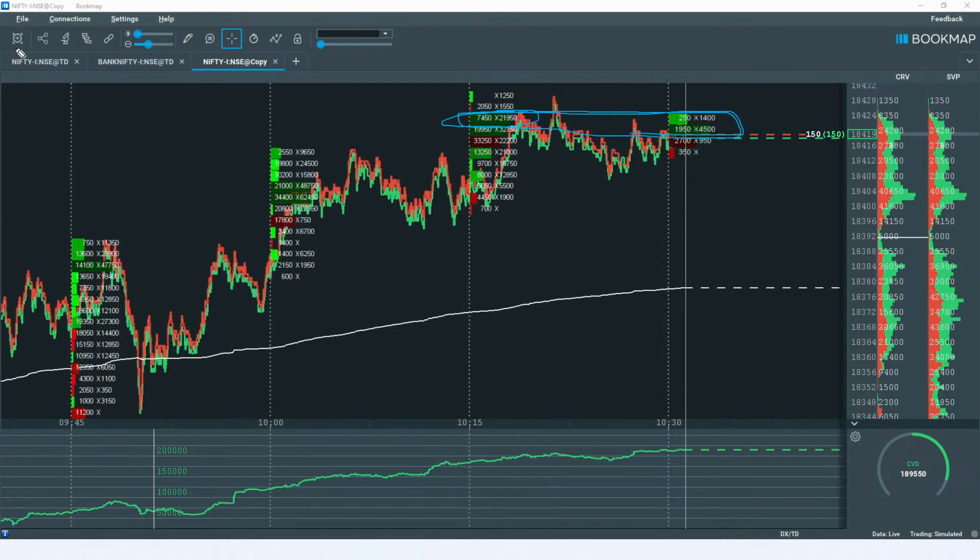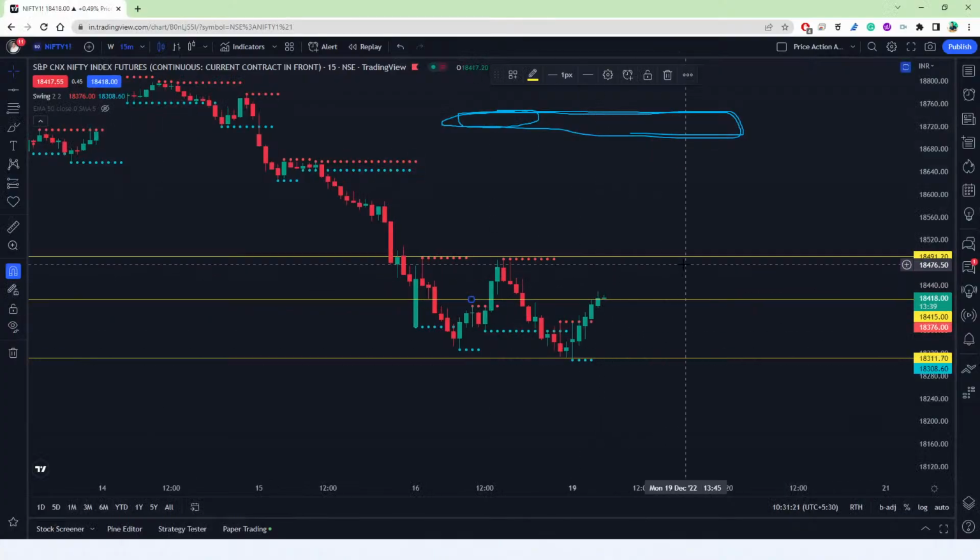But as I said, if we want to look for a long opportunity, then at least price has to break this particular level. Until then, we are still good at looking for short opportunities.